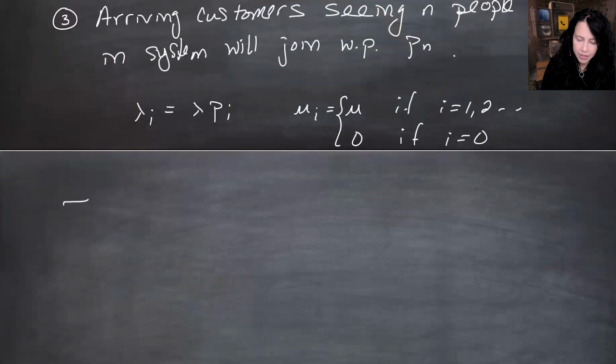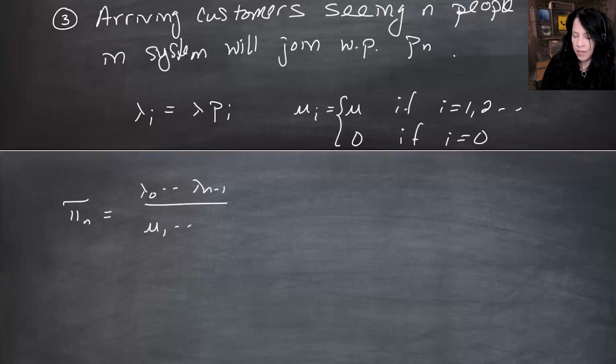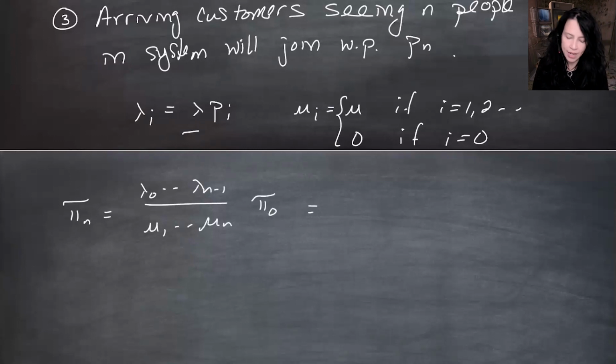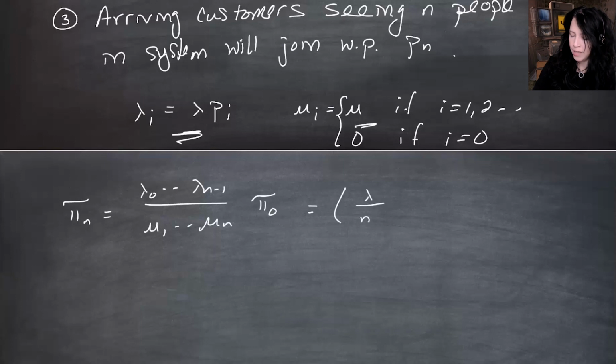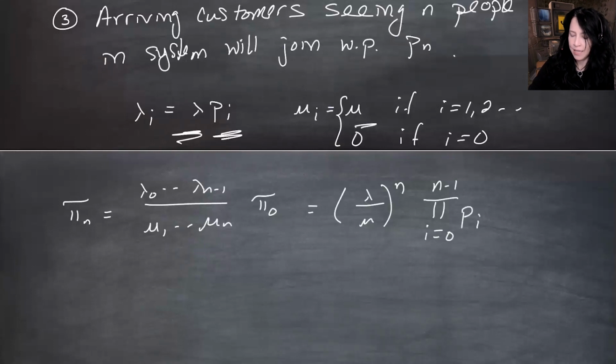Then you use the fact that pi n is lambda 0 through lambda n minus 1 over mu 1 through mu n, times pi 0. When you put this in, you will get n of these lambdas and n of these mu's, so you will end up with lambda over mu to the n. But in the numerator, you're going to get p0 up through pn minus 1 all multiplied. So you'll get a product as I goes from 0 to n minus 1 of pI, and then pi 0.